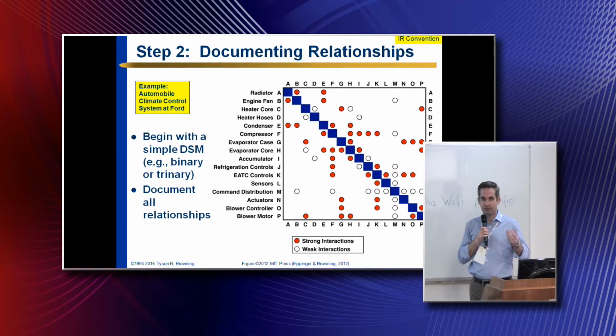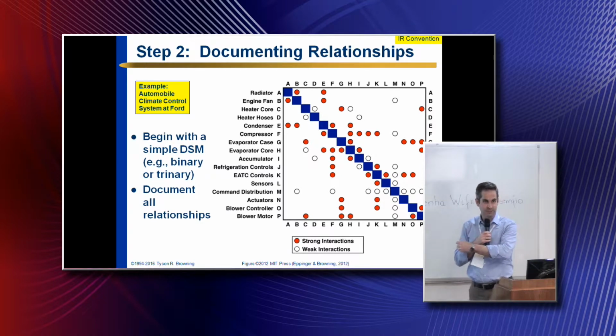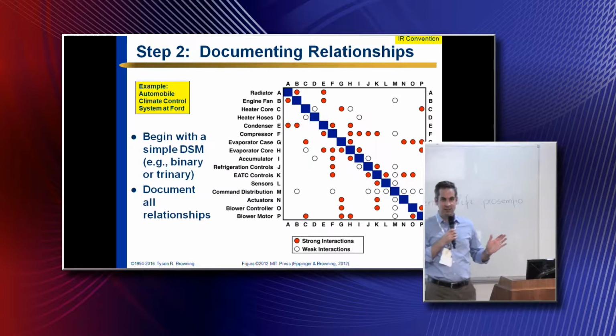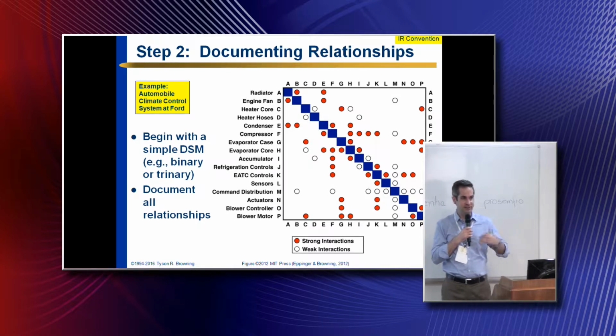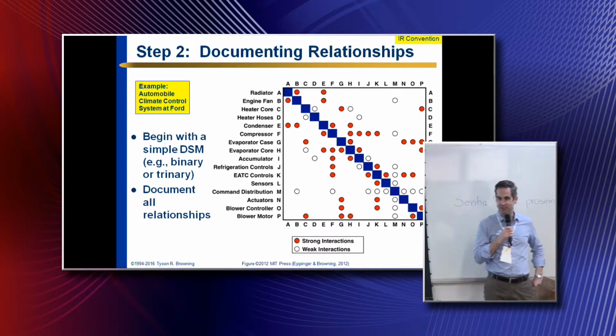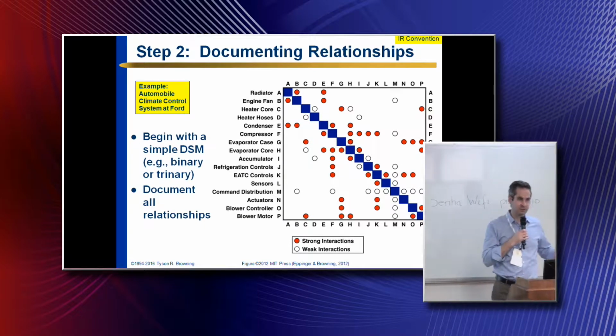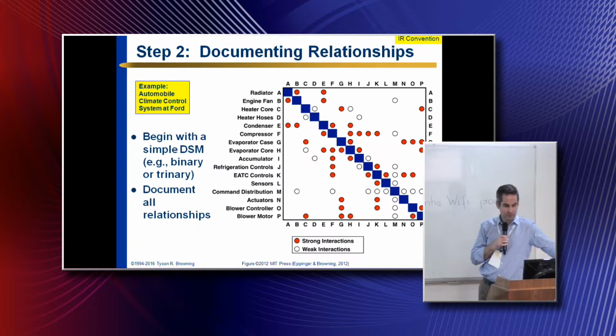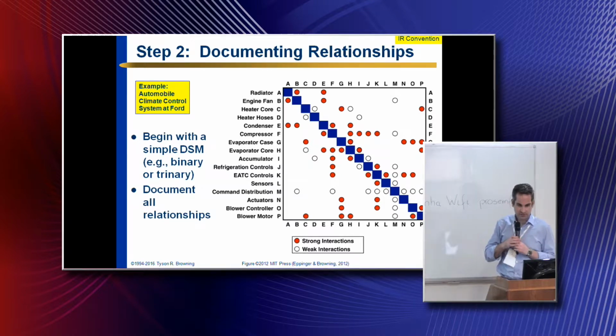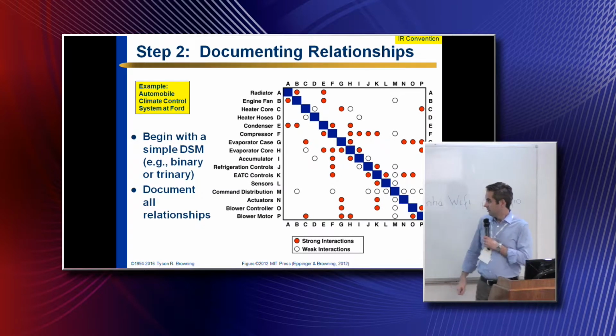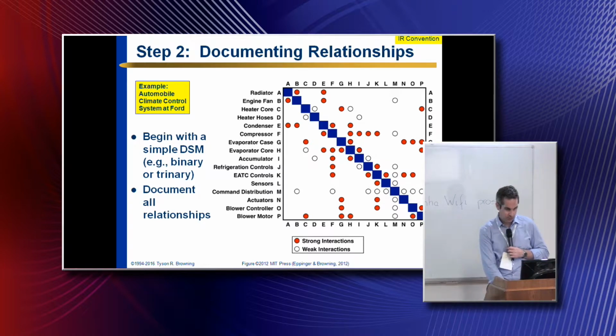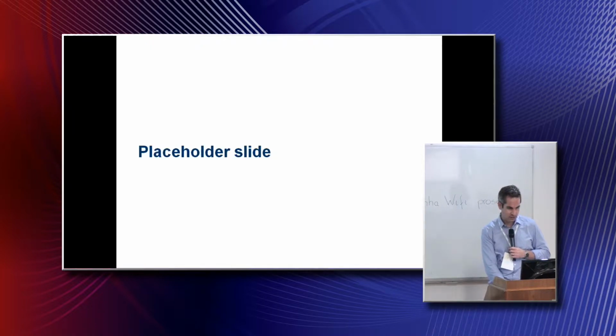So I'll just, as a warning, a caveat, the first time you build any system model, DSM or not, be suspicious of its accuracy and completeness, because complex systems are hard to understand all that's going on in them. But this is the example of step 2, documenting relationships.